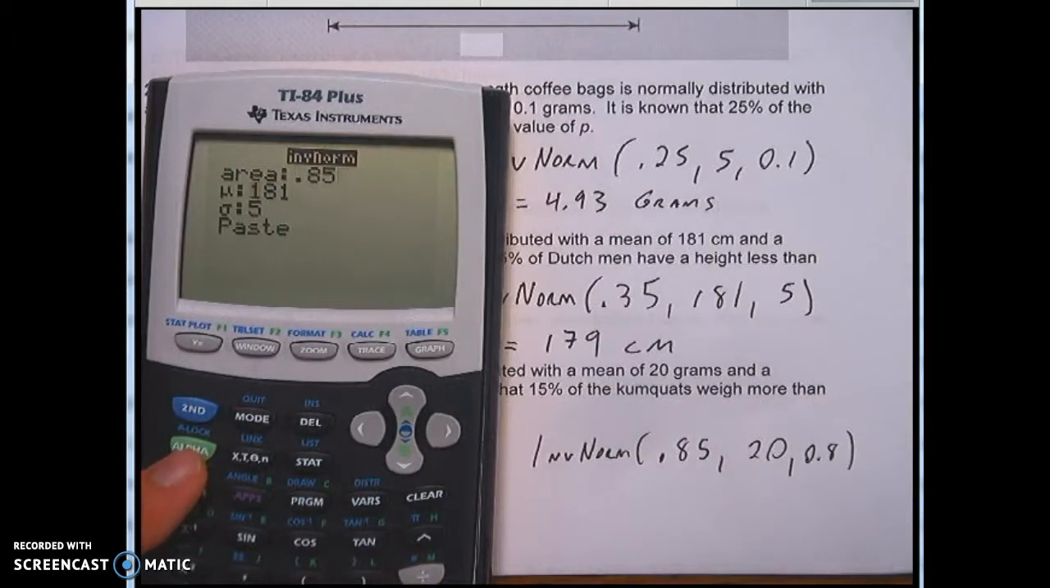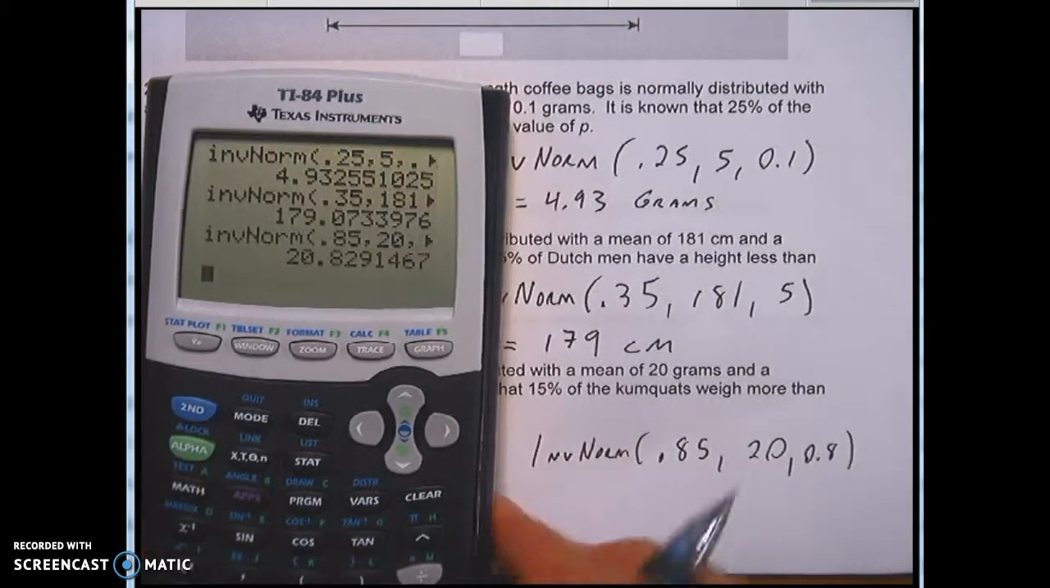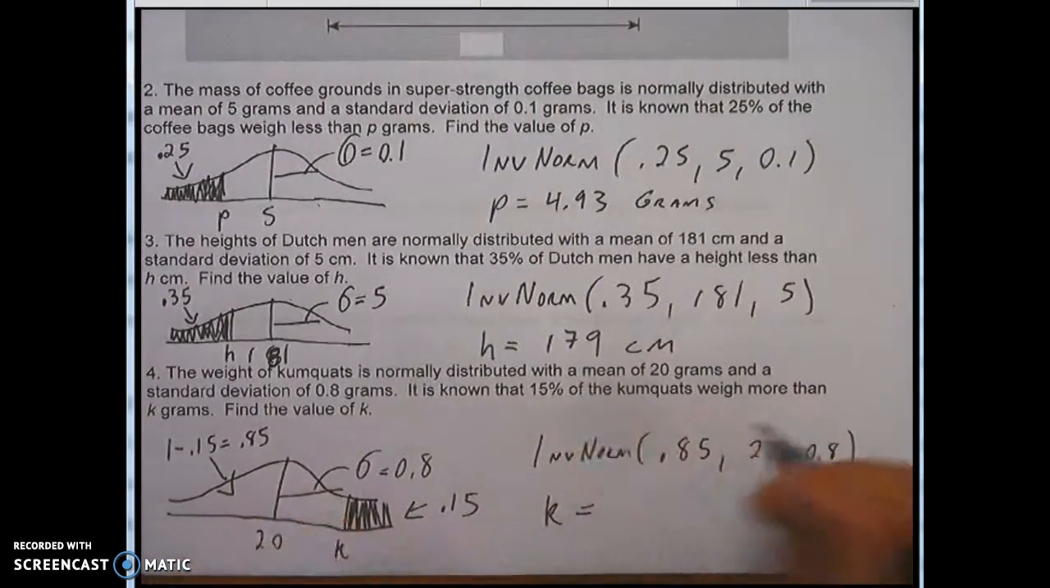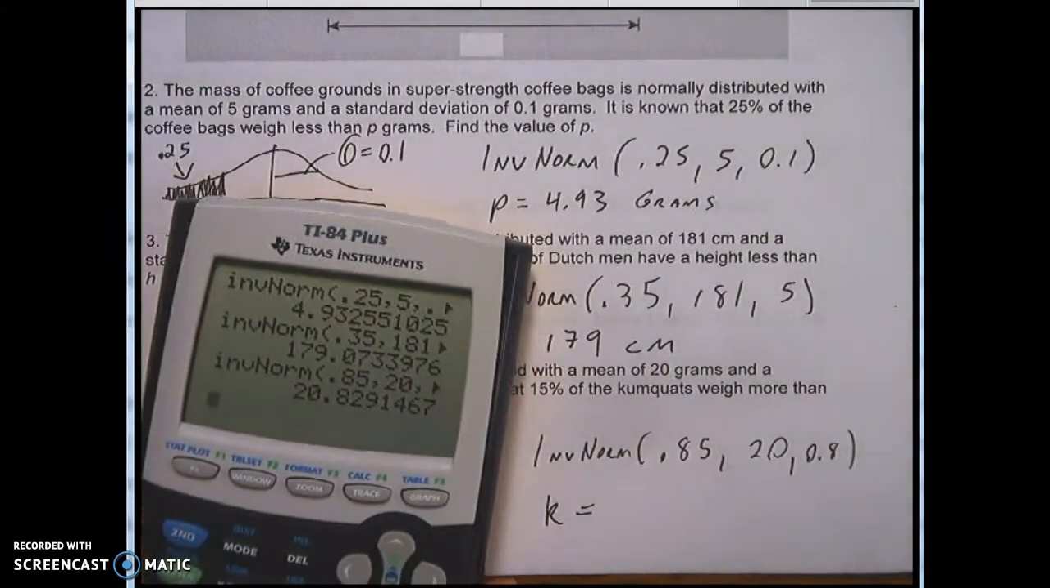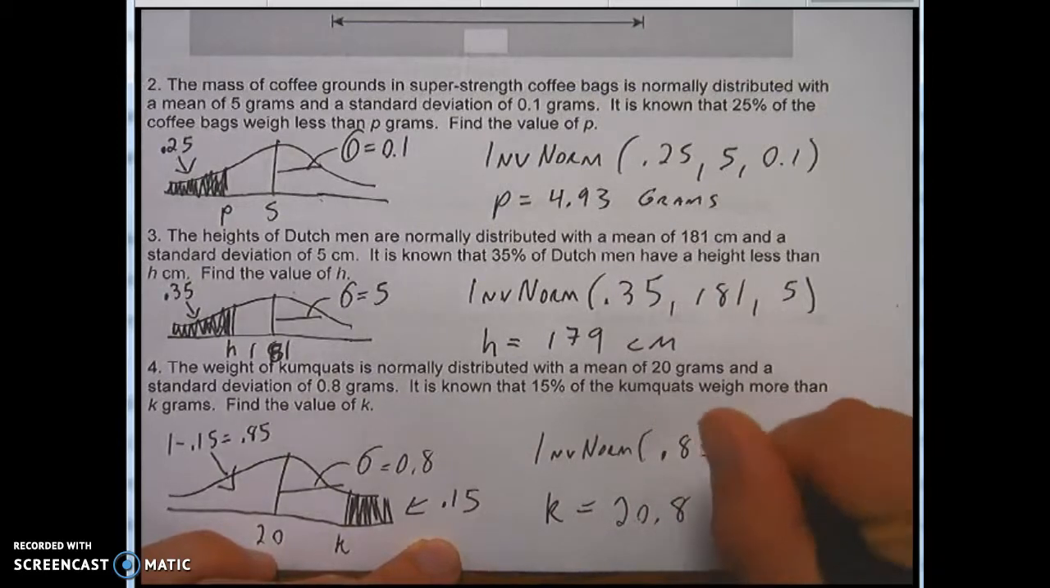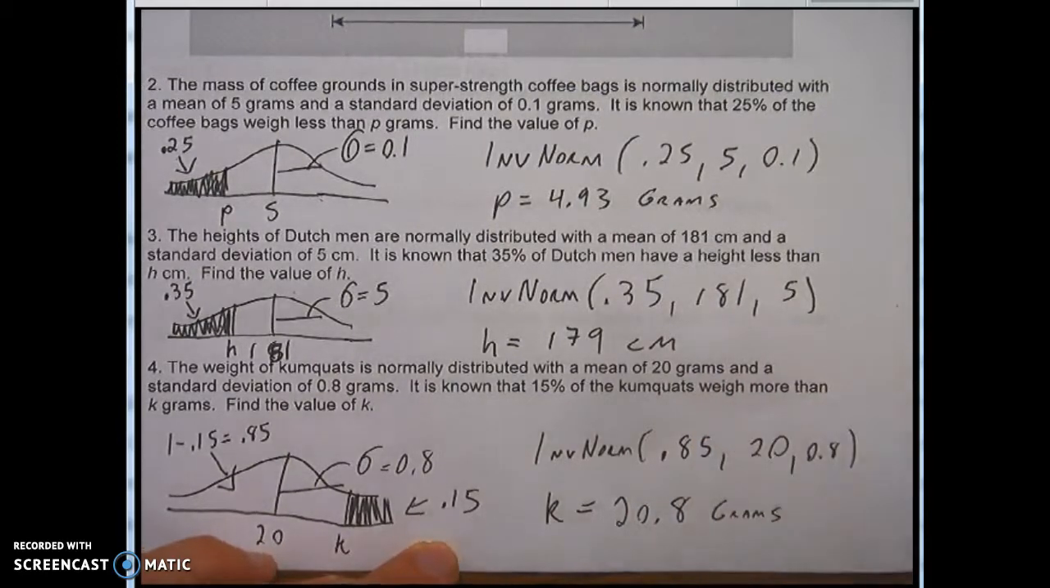0.85, 20, 0.8. The value of k to 3 significant figures is 20.8 grams. Like that.